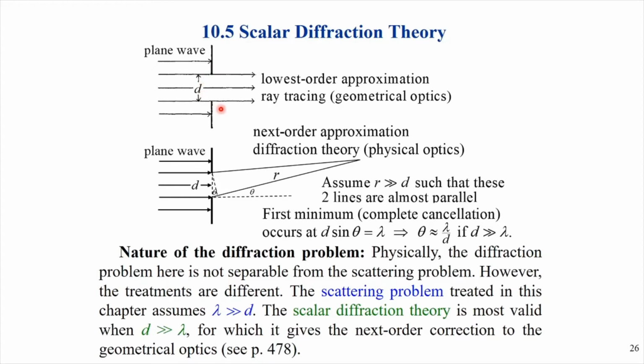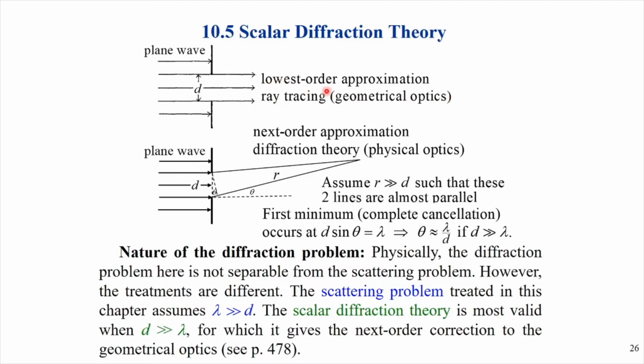This hole, or aperture. So you can imagine if d is greater than lambda, what will happen? We have geometric optics. Geometric optics means the ray will propagate in a straight line. So geometric optics tells you that. Simple.